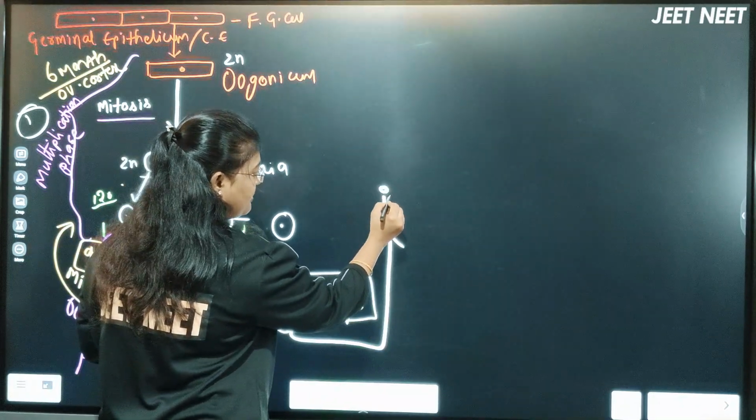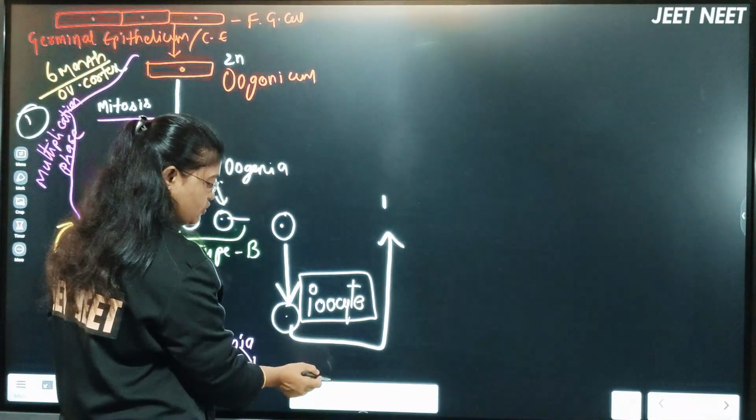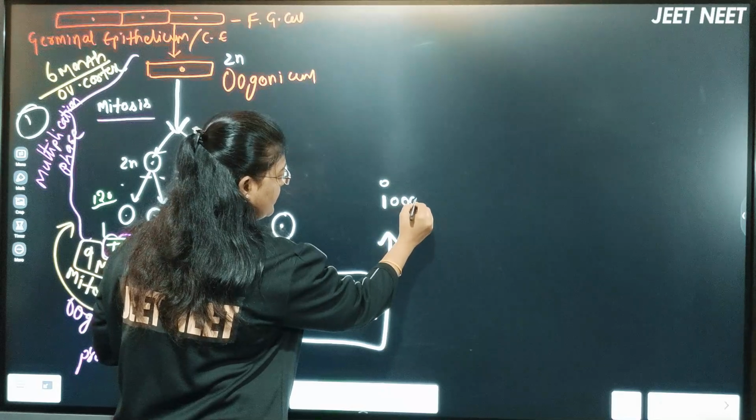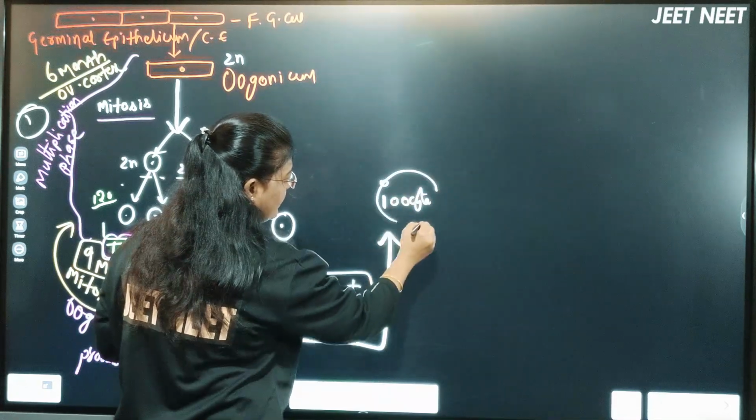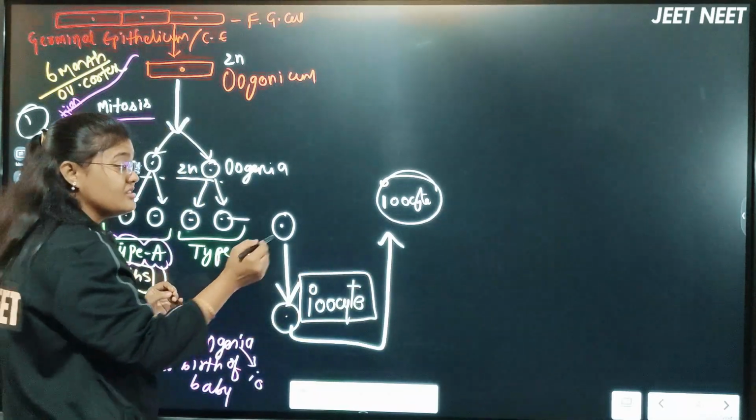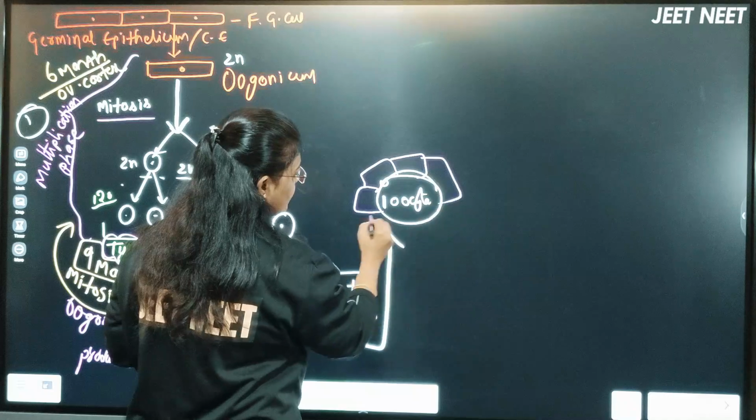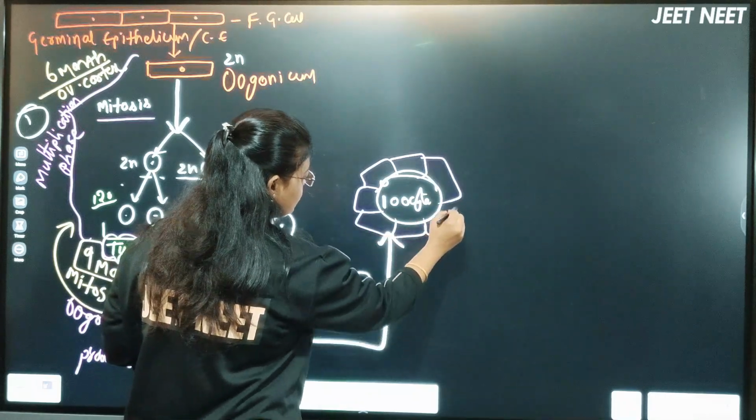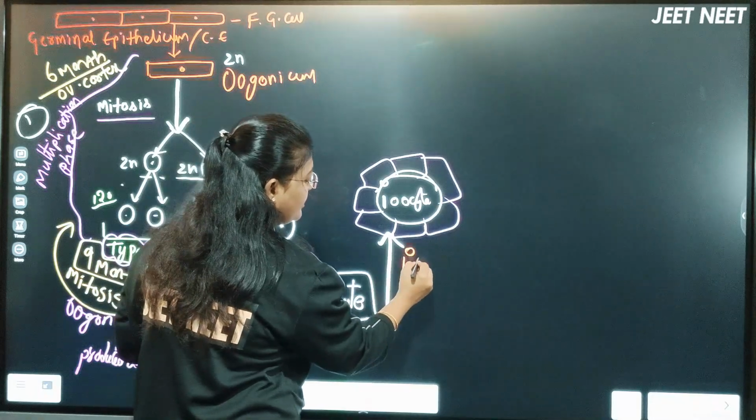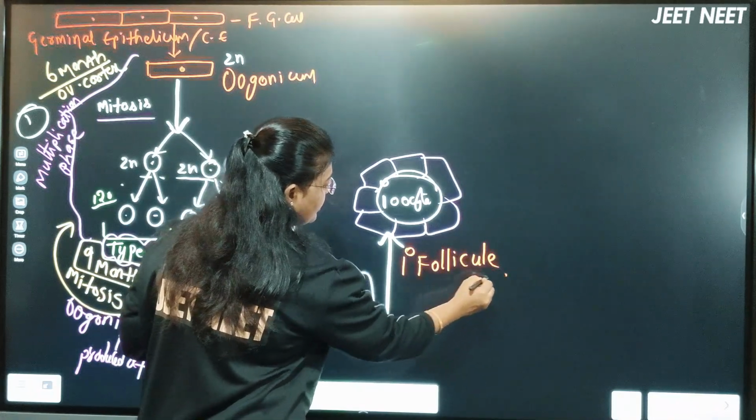First, inside there will be a primary oocyte. Which oocyte? Primary oocyte, right? This will be the primary oocyte on the inner side, and it is surrounded by which cells? Granulosa cells. Look at this point, ma'am. Imagine this structure: we will call it a primary follicle.